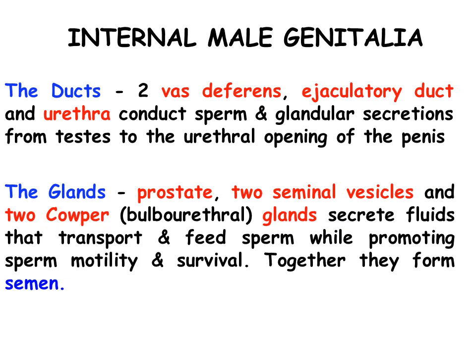The internal male genitalia will, of course, consist of the ducts, the two vas deferens, the ejaculatory duct, and the urethra. This is conducting the sperm and glandular secretion produced by the glands from the testes then to the urethral opening of the penis. And the glands, the prostate, the two seminal vesicles, and the bulbourethral glands, all are secreting fluids that are very important, not only for the transport of the sperm, but also to help feed them. It's very important that the sperm get proper nutrients temporarily. This improves motility and survival. And so it's really the combination of the sperm and the various secretions that form the semen.